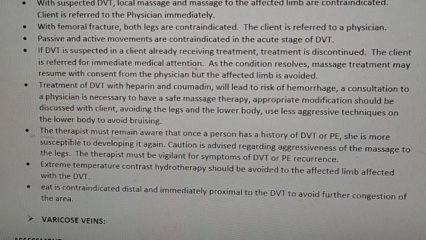The therapist must remain aware that once a person has a history of DVT or PE, which is related to DVT, she is more susceptible to developing it again. Take note of this, guys. Caution is advised regarding the aggressiveness of the massage to the legs. The therapist must be vigilant for symptoms of DVT or PE recurrence. So take note of that.